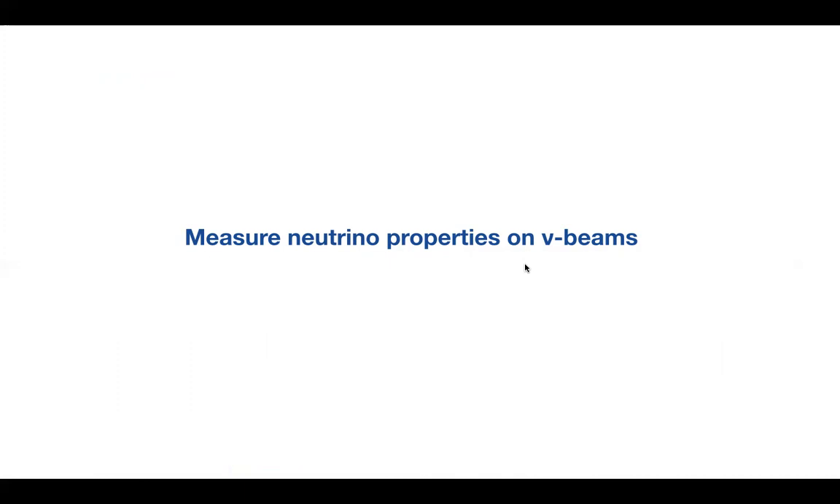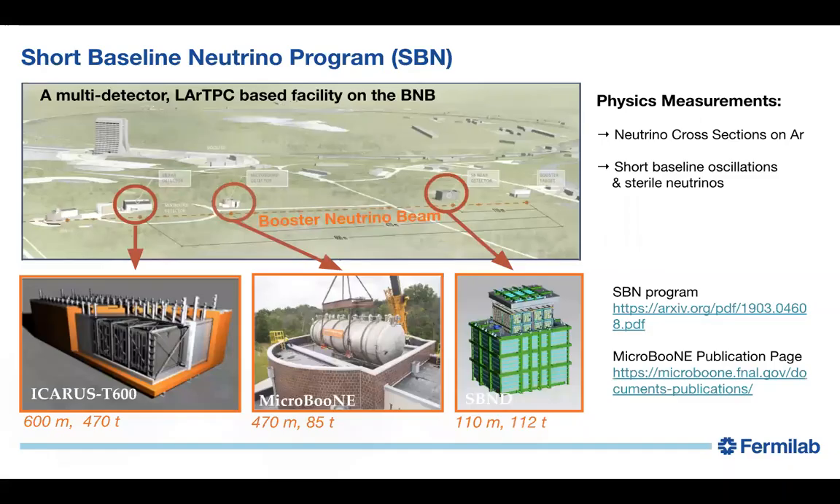What are the properties that you can measure with your neutrino beams, and what are the programs that we use to do them? So the first program is the short baseline neutrino program. This comprises 3 detectors on the beam. It's weird, in most of these pictures, the beam goes from right to left. This program is a multi-detector program. It's based on 3 liquid argon time projection chambers.